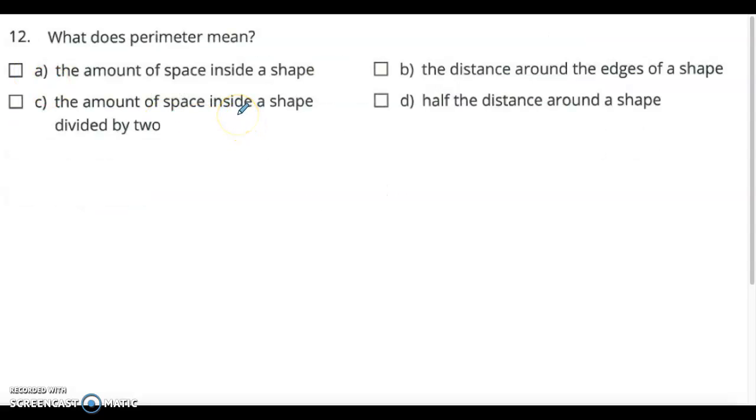Okay, what does perimeter mean? You should know this. If not, you should Google it. We discussed this many times. Look at my previous videos that you watched, but you should know the answer to that.